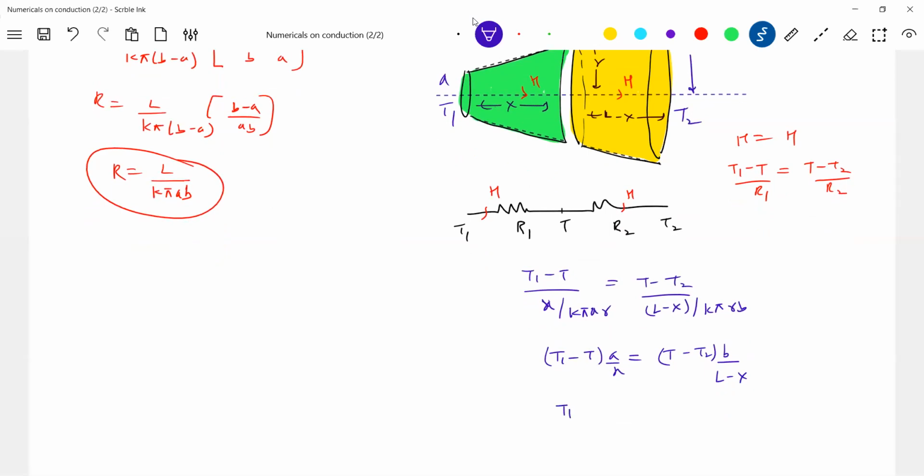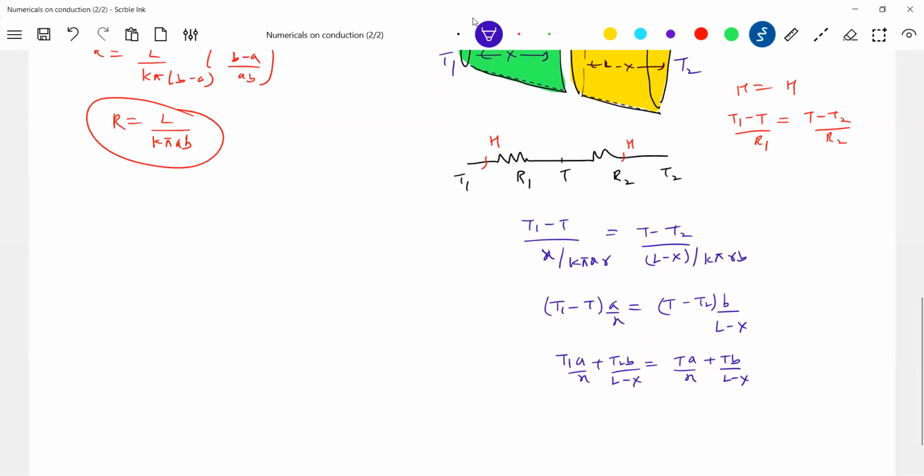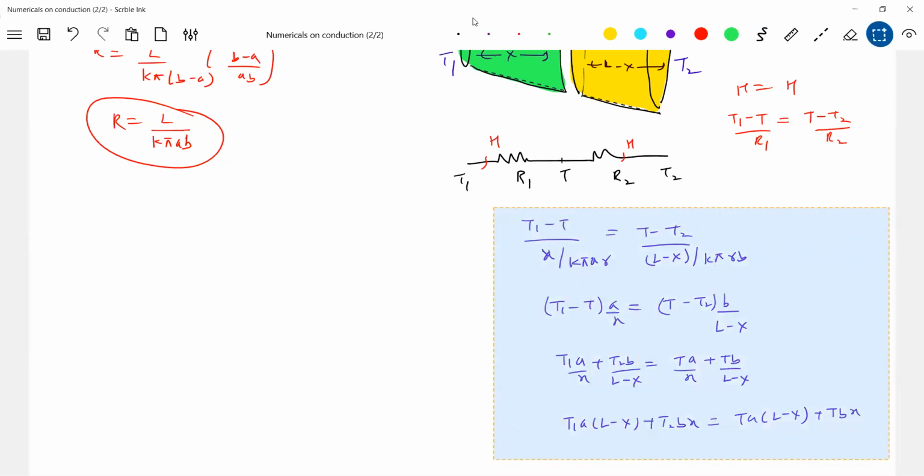Okay, let me simplify this. T a x plus T b (L minus x), T1 a (L minus x), T2 b x equal to T a (L minus x). I wanted the expression for temperature, no? x into (L minus x) in the numerator will get cancelled out. We'll shift it here.